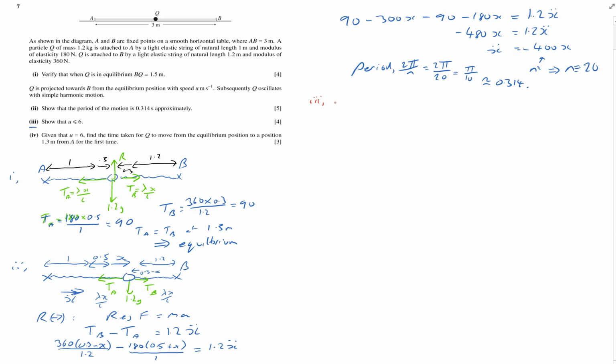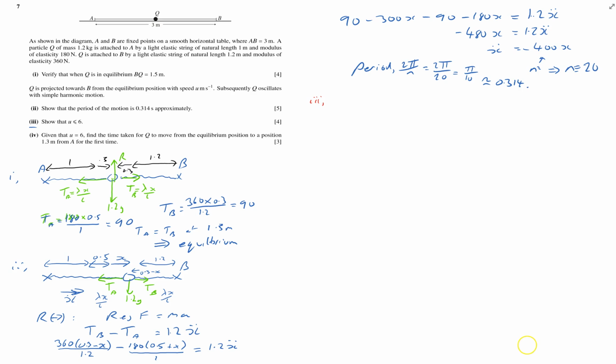So for part 3, I've got to show that u is less than or equal to 6, and it goes with the simple harmonic motion. It cannot go too far. If it goes all the way across and goes beyond this 1.2, then it won't get simple harmonic motion, because this string will go slack and it will just bounce. So the greatest amplitude it can go is 0.3.